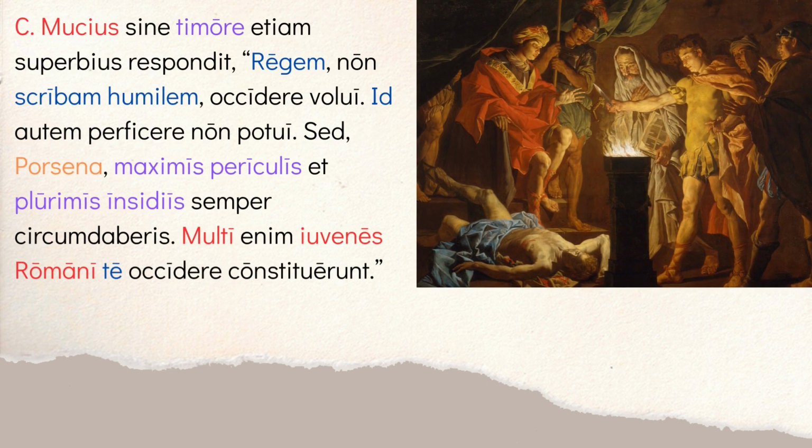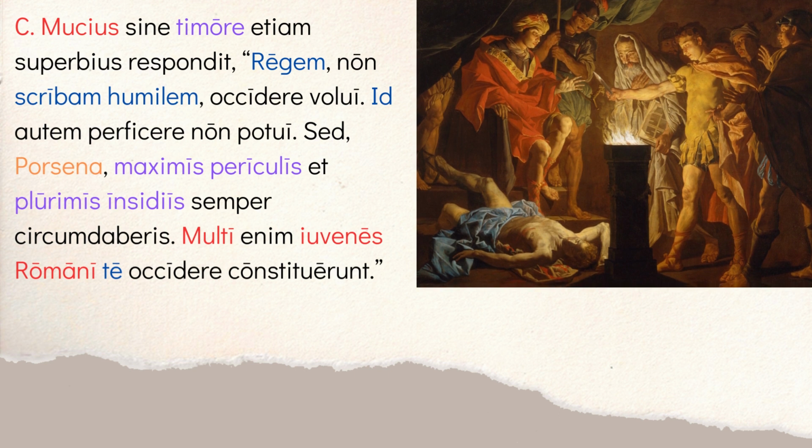Then you have si Mucius, sine timore etiam superbius respondet. And he says, regem non scribam humilem occidere volui. Okay, so Gaius Mucius, right, without fear, sine timore, he responded even more proudly. So remember, the king kind of proudly responded or asked superbe, right? Mucius even more, right? So you have the etiam superbius, right? You have the comparative. So even more proudly, he said, right? He's being even more sort of arrogant and proud than the king.